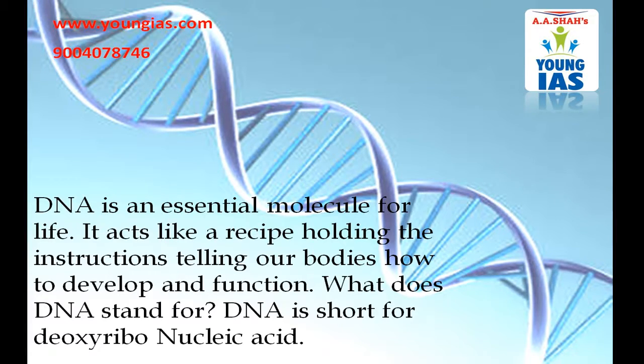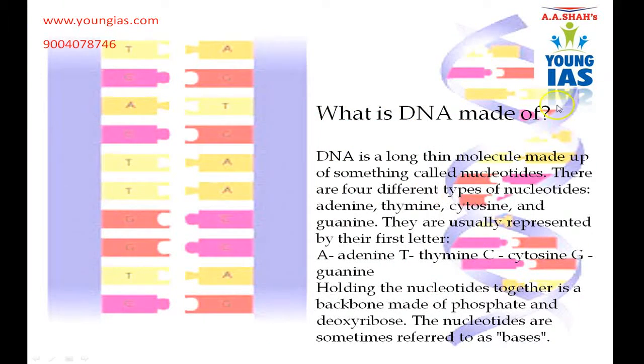What does DNA stand for? DNA is short for deoxyribonucleic acid. And what is DNA made of? DNA is a long thin molecule made up of something called nucleotides. There are 4 different types of nucleotides: adenine, thymine, cytosine and guanine. They are usually represented by their first letter: A for adenine, T for thymine, C for cytosine and G for guanine. Holding the nucleotides together is a backbone made of phosphate and deoxyribose. The nucleotides are sometimes referred to as bases.